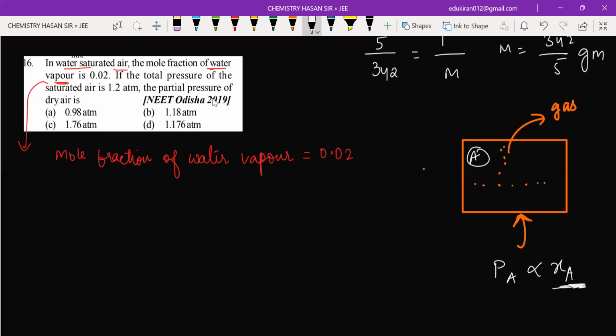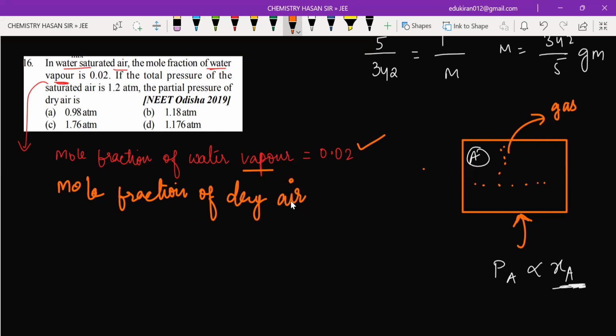So what you need to do here is simple. Mole fraction of water vapor is 0.02, and mole fraction of dry air, dry air meaning the gas. Total mole fraction, you know that one, and mole fraction of water vapor is 0.02. So mole fraction of dry air will be 1 minus 0.02, which equals 0.98. Yes or no?